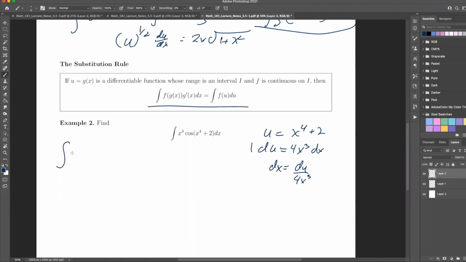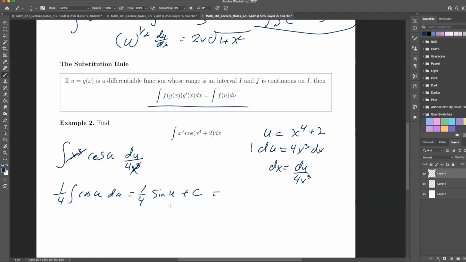And so here I'll have x cubed cosine of u times du for x cubed. Now, this doesn't exactly match, but it's good enough. So I cancel out this. I have a fourth, so I'm going to just pull that out. So I have 1/4 cosine of u du. And this is something I can integrate quite easily. Cosine goes to sine. So the antiderivative of cosine is sine. So it'll be sine of u plus c.